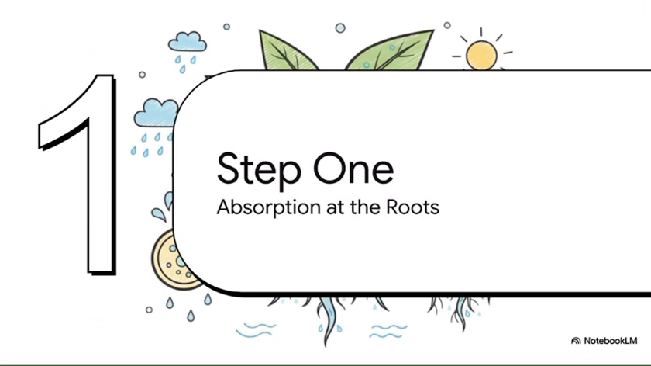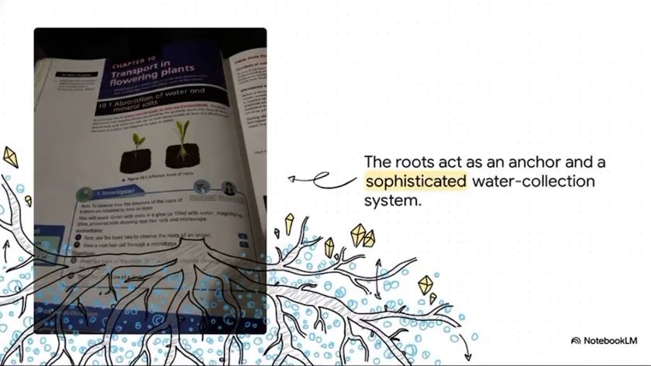It all starts underground, in a place we don't often see, the plant's super intricate root system. We usually think of roots as just being an anchor, right? Holding the plant in the ground. But that's really only half the story. They're this incredibly sophisticated, sprawling network that's designed for one main purpose: to collect water and minerals from the soil.